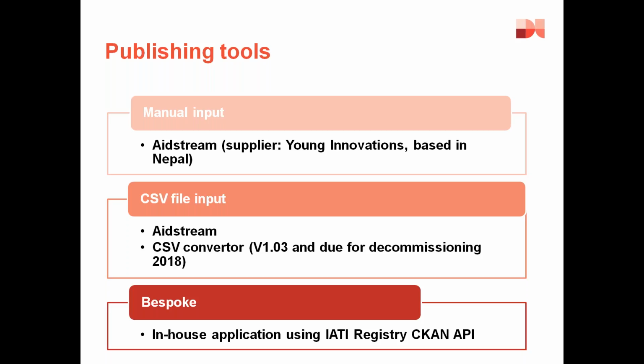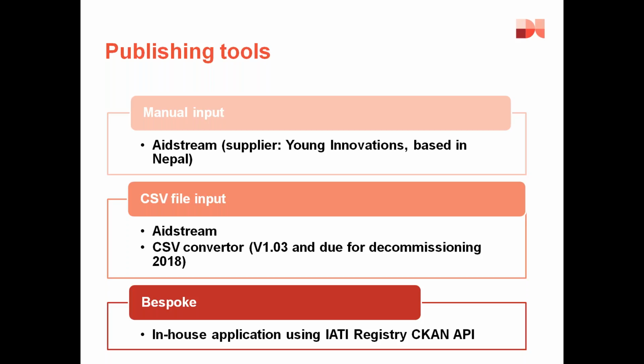There may be some people on the call who already use the CSV converter. This was a tool that was produced in the early days of IATI. It currently only publishes at version 1.03, which isn't much good if you want to use the humanitarian elements, which we've been featuring and which are a key part of humanitarian publishing.